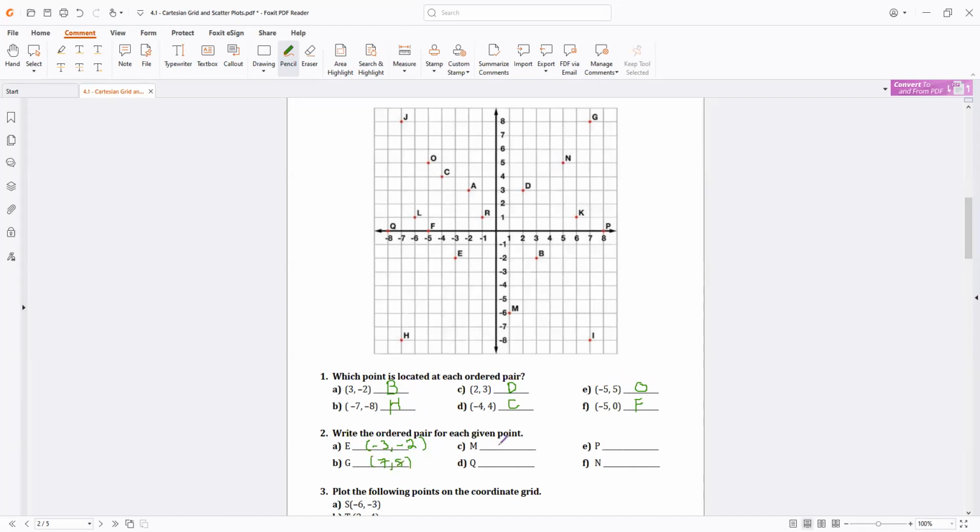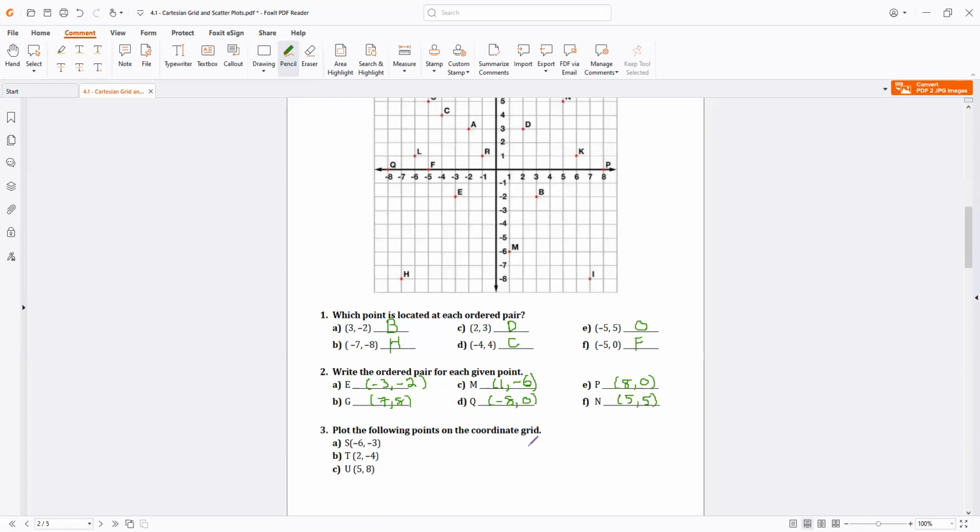M is, the hardest part is finding the letters. One, negative six. Q, negative 8, 0. E, 8, 0. And N, 5, 5. Hope these numbers match what you have in front of you.